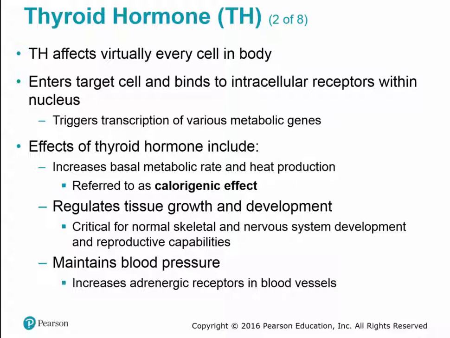So some effects of thyroid hormone include increasing basal metabolic rate and heat production. So this is where we said it's the major metabolic hormone. It's virtually driving your entire metabolism. Heat production is just a byproduct of our metabolism. So when we transfer energy from sugar in our food into ATP energy, some of that energy is going to be lost as heat during the transfer process.